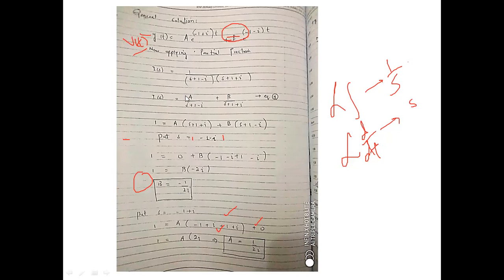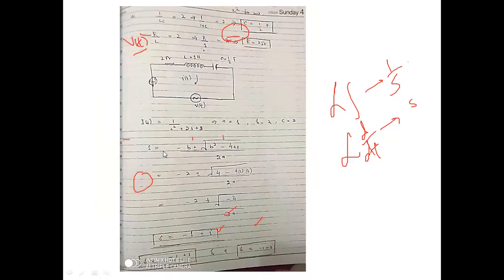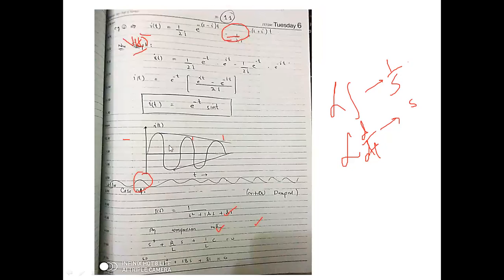Now applying the partial fraction, the same procedure as we have done in the previous examples, you will get the A and B values. A is equal to minus 1 over 2 iota, and B is equal to plus 1 over 2 iota. So it is the underdamped case, and the waveform will be just like this.